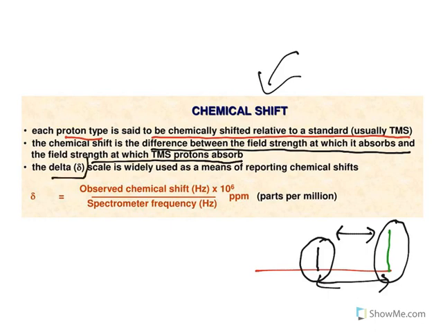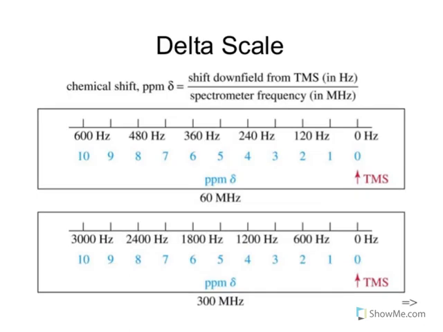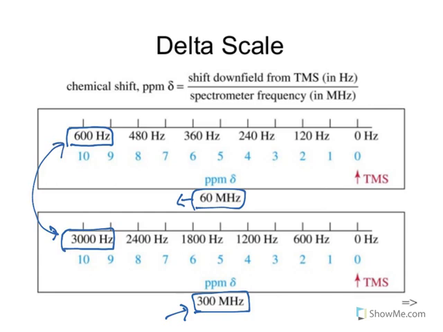Now they have developed a scale called the delta scale. Why is this delta scale, or ppm, developed? Let us see. The instrument can be run at 60 million hertz or at 300 million hertz, depending on the instrument. But the problem is, if you are running your instrument at 60 million hertz, let's say someone got a signal at 600 hertz. Now the same sample, if run at 300 million hertz, will give a signal at 3000 hertz. So there will be confusion because of these different values. To avoid this confusion, they developed parts per million, or the delta scale.